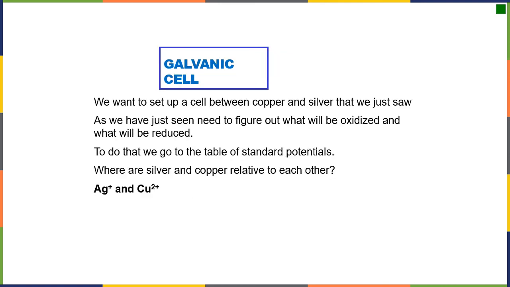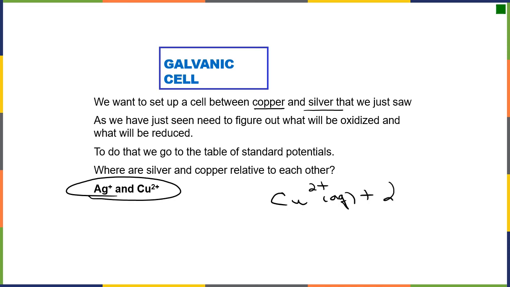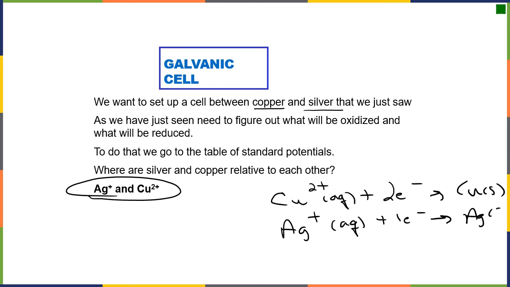Let's do an example. So we're going to look at half reactions. We want to have a cell between copper and silver. If we look at our cell potentials, what we're going to find is Cu2+ aqueous plus 2 electrons goes into Cu as a solid, and we're going to find Ag+ aqueous plus 1 electron goes into Ag as a solid. And these are our half reactions. Note I have written them both as reduction. Something is going to have to be oxidized and something is going to have to be reduced. So one of these reactions is going to have to be backwards.